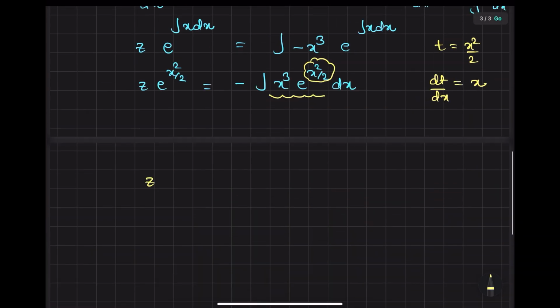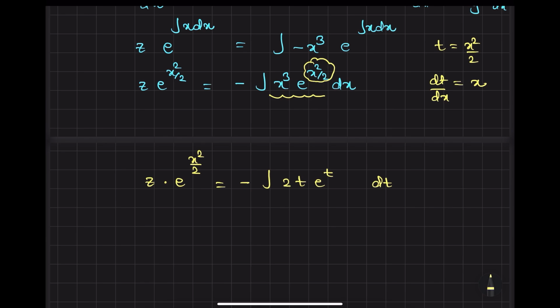Now look at this, how I am writing things. So we have z e power x square by 2 is equal to minus integration. Look at this, we have x cube, so can I write x square into x? So in place of x square can I write 2t, and then we have x dx, so in place of x dx we will be writing dt, and then we have e power t. I hope things are clear.